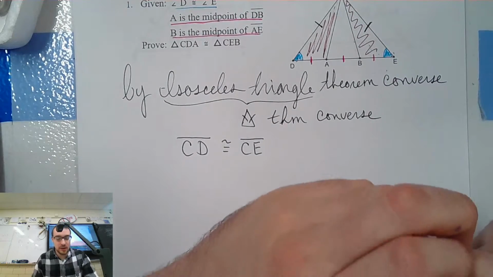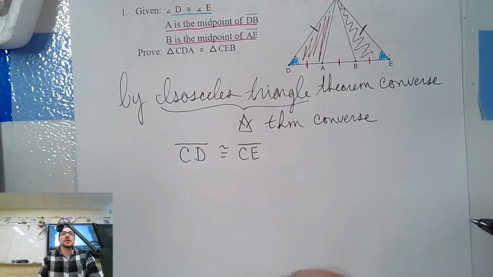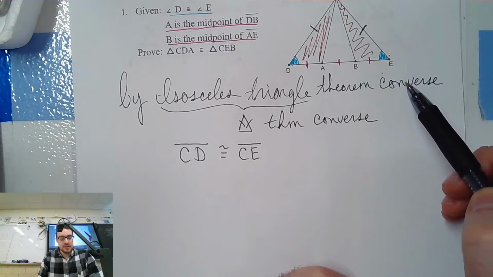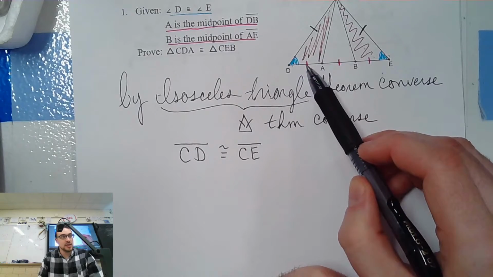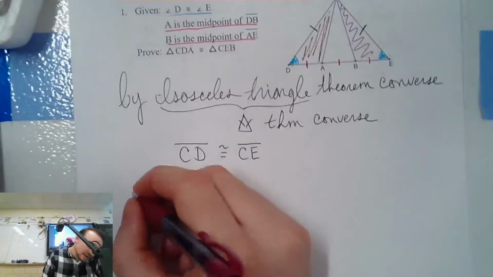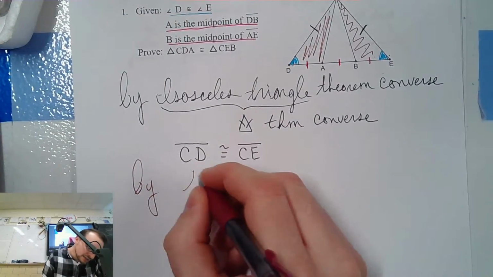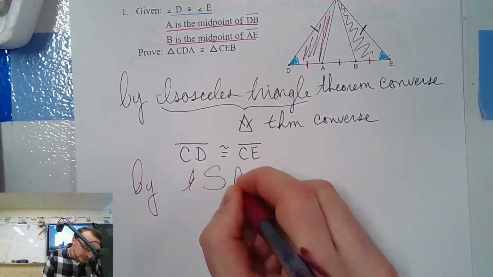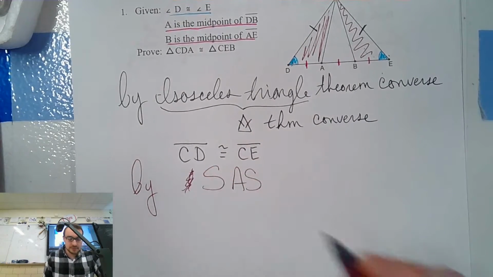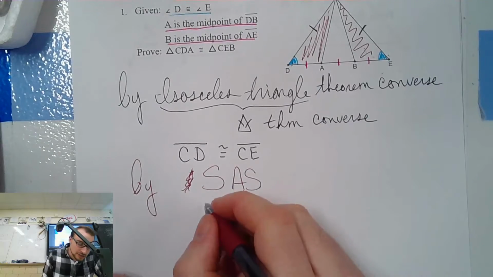Now do we have enough information to prove those two maroon triangles the same? We do. Side, angle, side. Right? So let's do that. By side, angle, side, I want to write that in print. By side, angle, side, we know that the two triangles are the same.